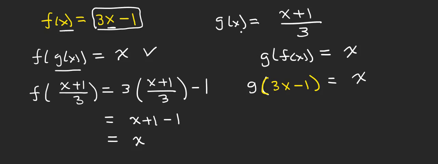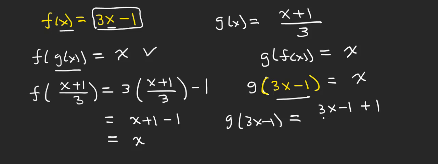So we have g of x. Instead of x, we've got to put 3x minus 1. So you end up getting g of 3x minus 1 is equal to 3x minus 1 plus 1, all over 3, which is negative 1 plus 1 cancels out. You get 3x over 3, which is just x. So we also showed that g of f of x is equal to x. Therefore, we proved that these two are inverse functions.